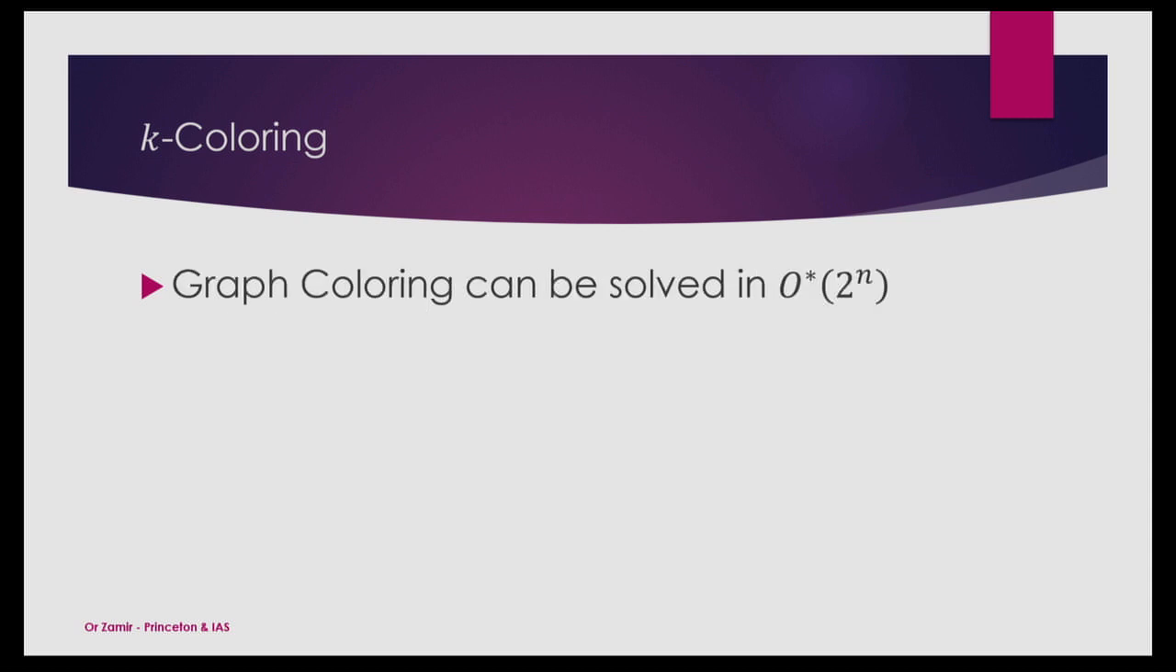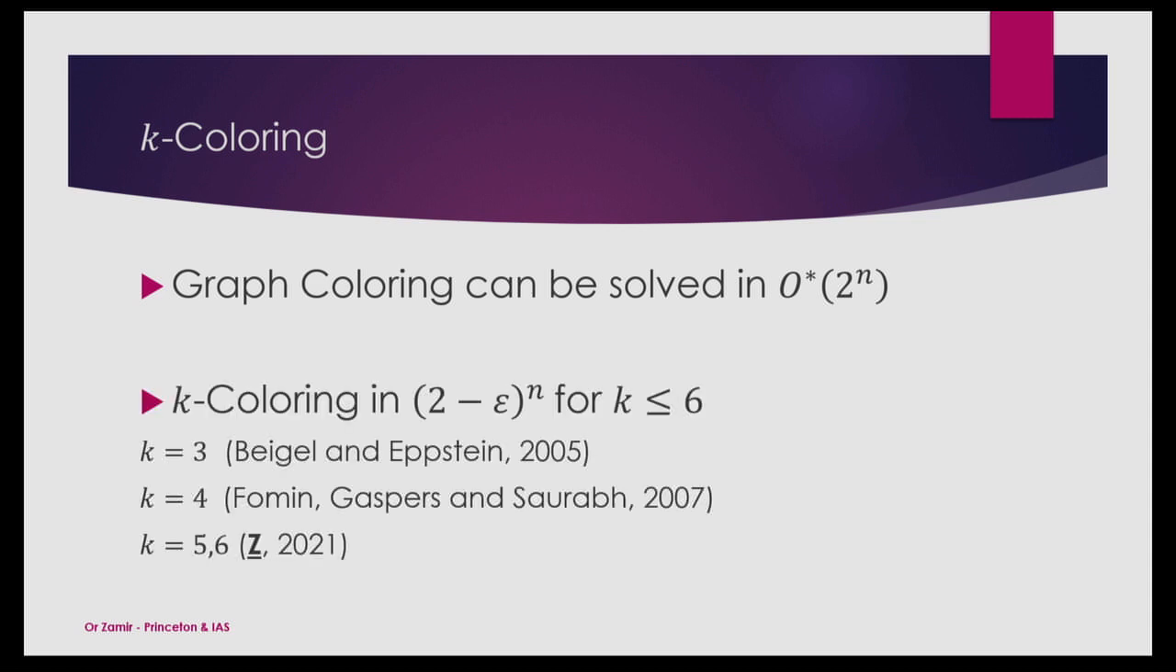So the next question should be, can we still do better if k is fixed? Can we do faster than 2 to the n for k-coloring for any constant k? Unfortunately here we don't really know. We know how to do k-coloring faster than 2 to the n for 3 and 4. This was known for at least 15 or almost 20 years. Actually, those results for 3-coloring and 4-coloring are a bit stronger. They also show that you can solve list coloring, which I will not talk about, but if you know it, it's a stronger problem than k-coloring.